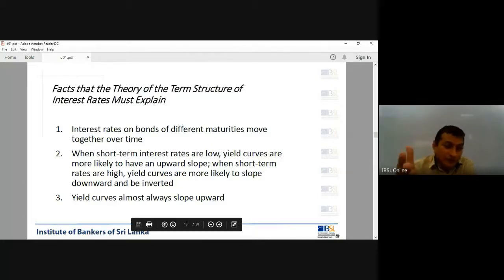Now, we discussed in the second point that when the short-term interest rates are high, the yield curve needs to be downward sloping. So that's one fact that the theory has to explain. But the third point is that under normal circumstances, the yield curve almost always slopes upward. And that is also a very clear so-called time premium that anybody expects. So you see, when you are an investor, you have reasonable certainty of what's going to happen tomorrow, what's going to happen next week.